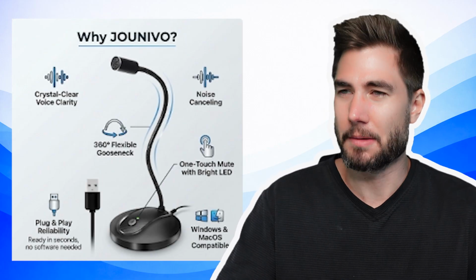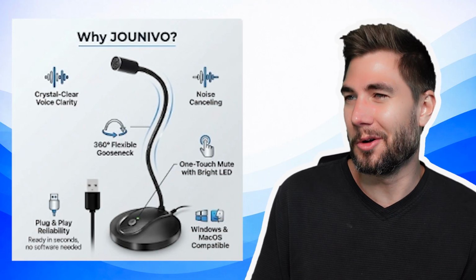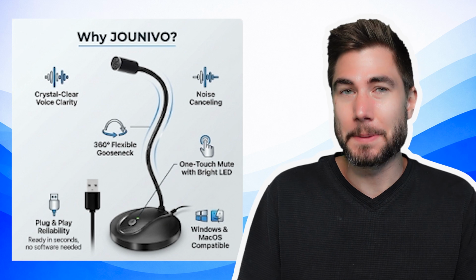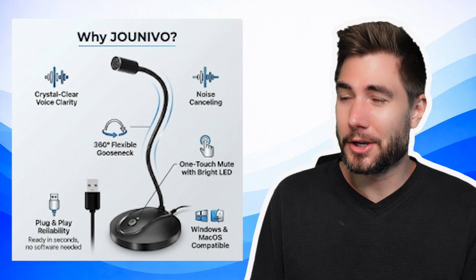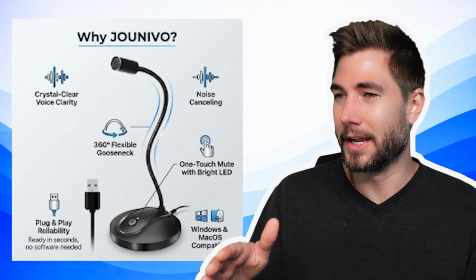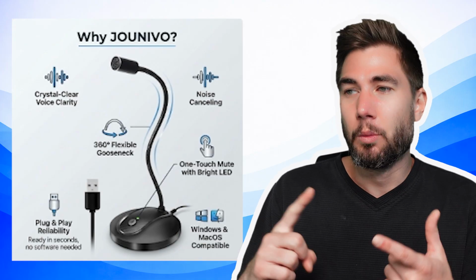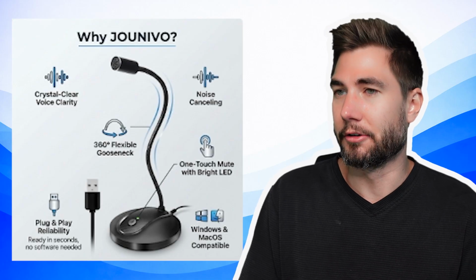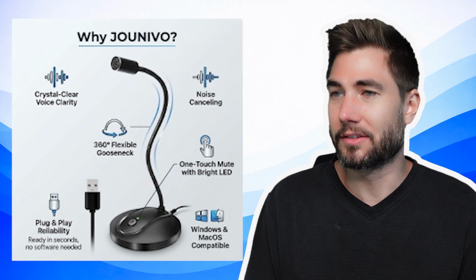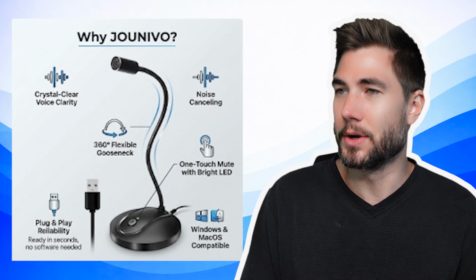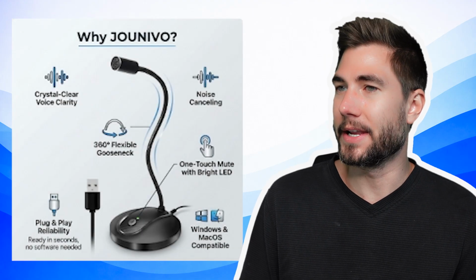So I'm looking here, I'm trying to think of the purpose. We're covering multiple purposes in one graphic. I typically don't like doing that. I like to break my images out as multiple graphics. Sometimes these can be good. I'm going to look here: plug and play, Mac and Windows, one touch mute, 360. So it's like one touch mute. We already have that in another graphic that I really like. 360 flexible gooseneck, I like that. Crystal clear voice quality, noise canceling. So I'm just going to get rid of the one touch mute with bright LED.